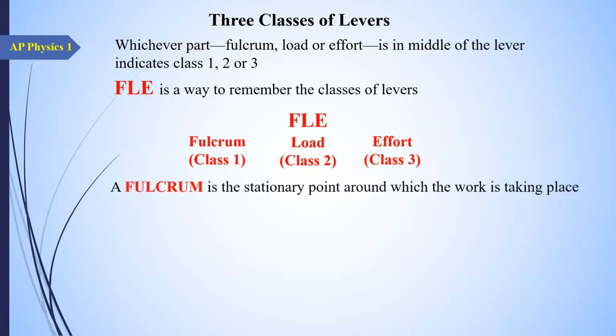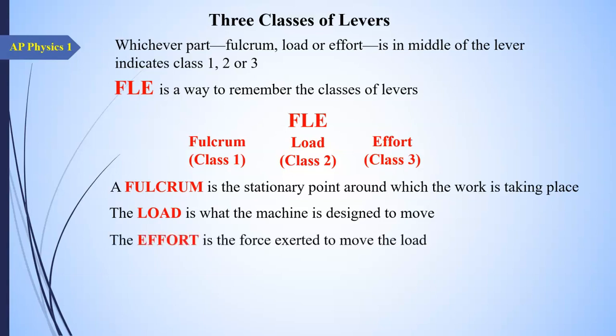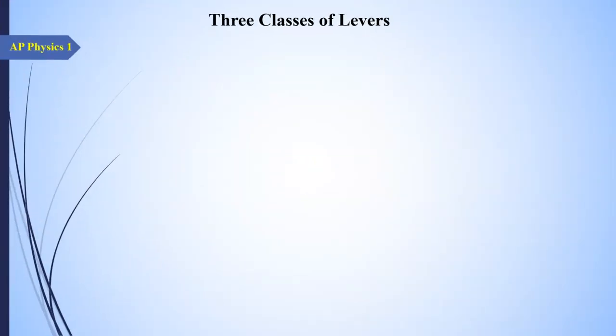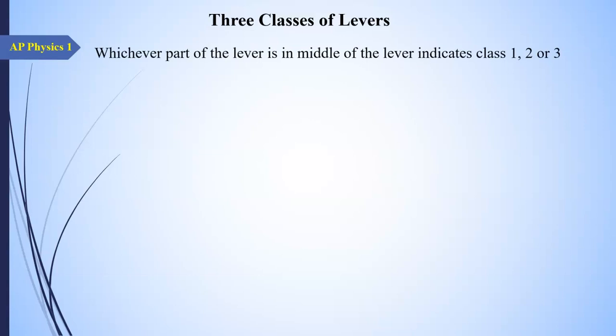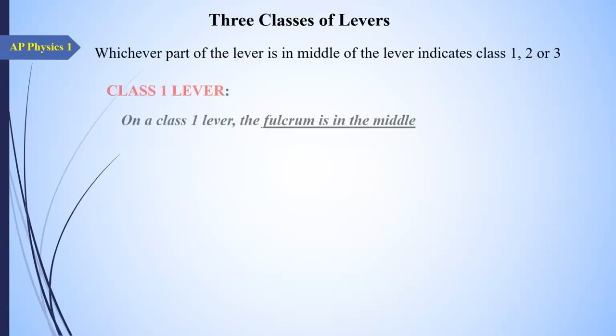A fulcrum is the stationary point around which the work is taking place. The load is what the machine or the fulcrum is designed to move, and the effort is the force exerted to move the load. It's the muscle power or the machine power. So whichever part of the lever is in the middle of the lever indicates class 1, 2, or 3.